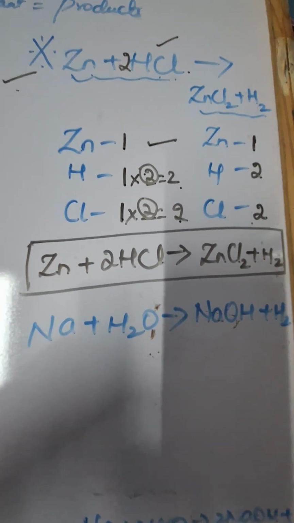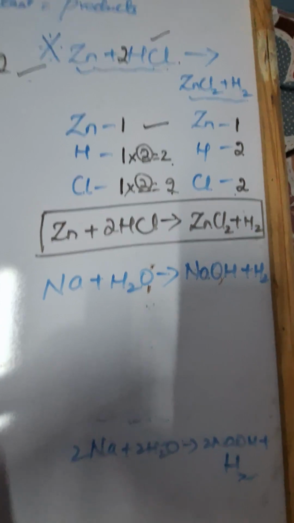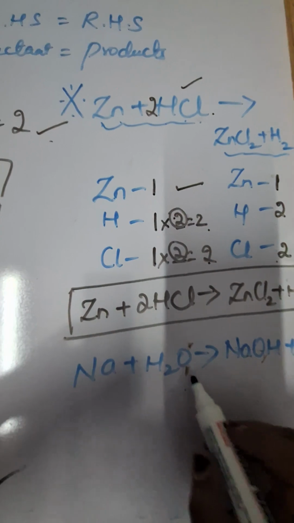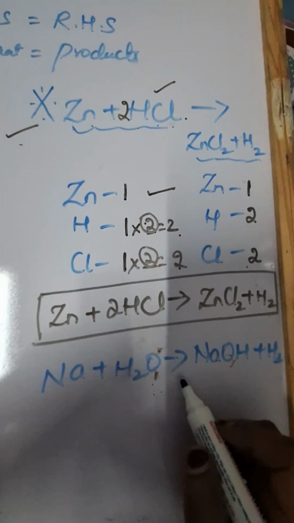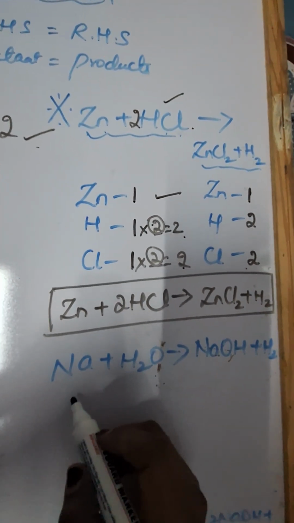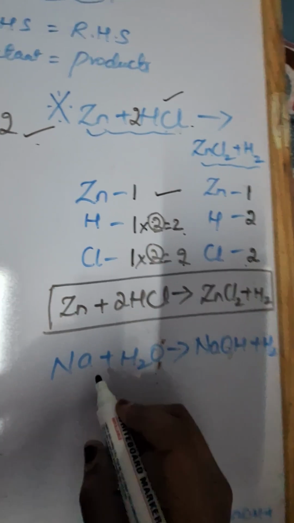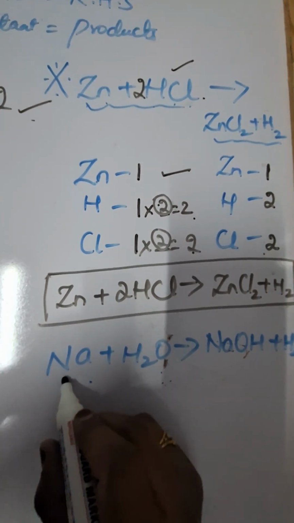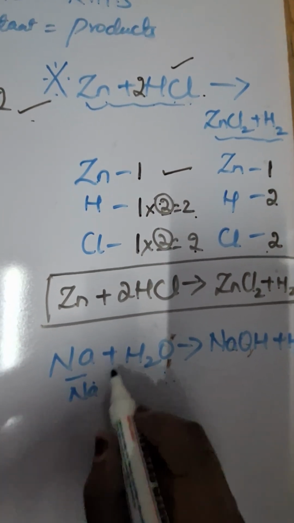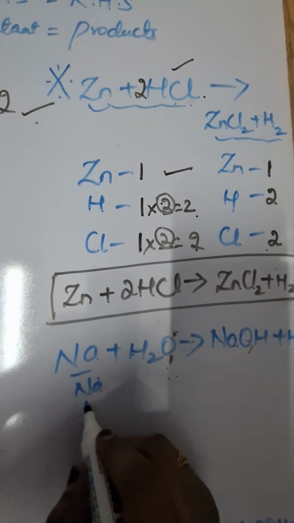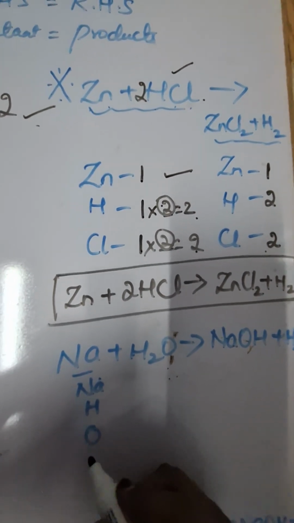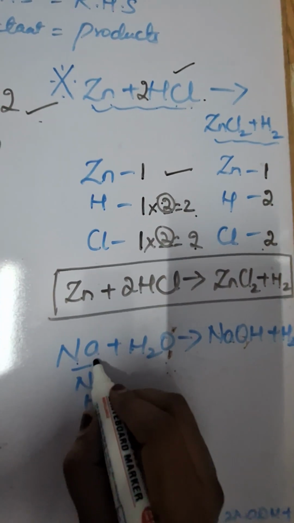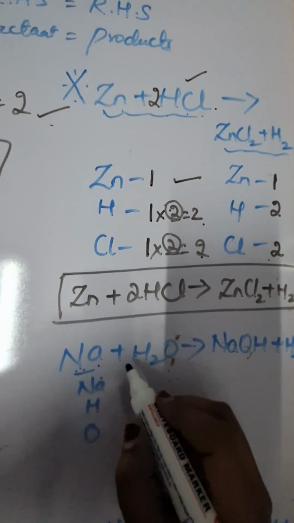Sodium on reacting with water gives you sodium hydroxide and hydrogen. Now first step, as we all know, see the elements. Na is one element, sodium, H is one element and O is one more element. Na, N is capital followed by A small, so this is one element.